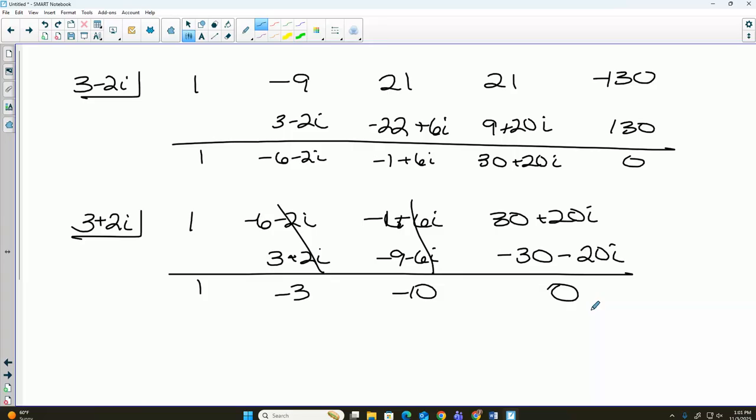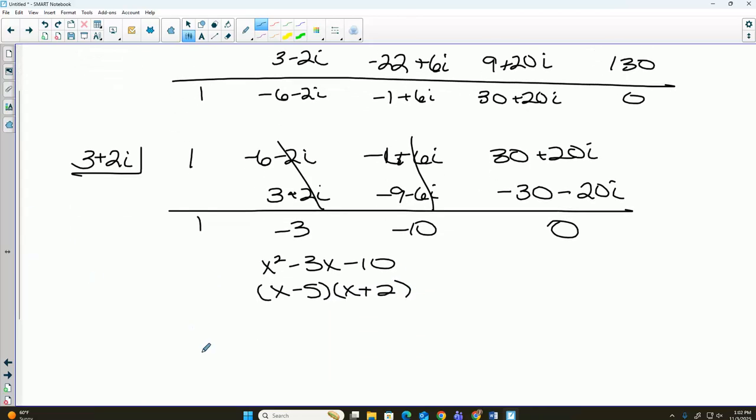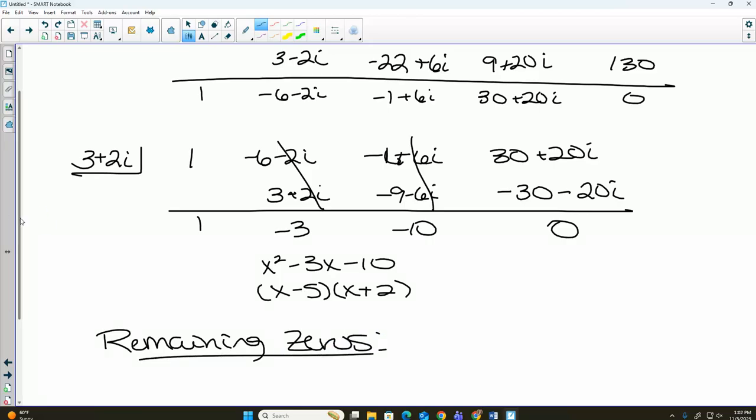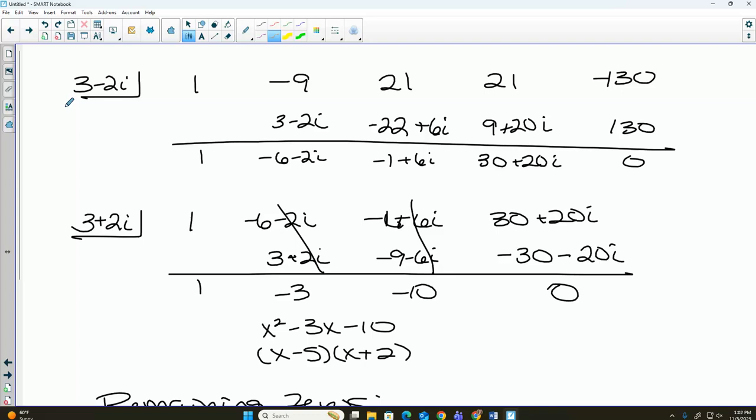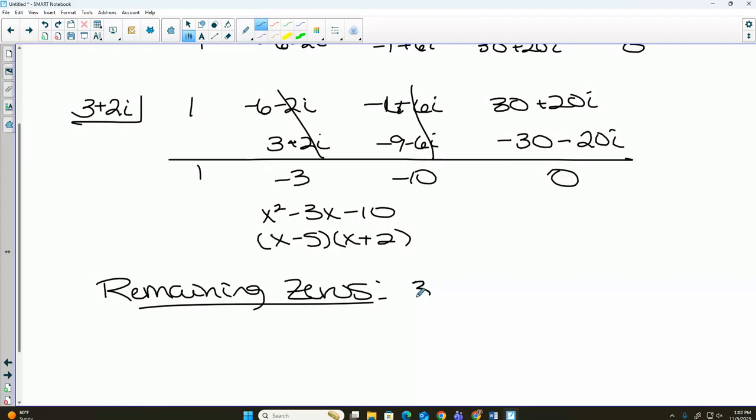Is that one okay? So from here we have x squared minus 3x minus 10, which factors into x minus 5 times x plus 2. So the question was the remaining zeros. If I ask for the remaining, that means give me the rest of them. I already gave you 3 minus 2i, so I don't need it again. So my other zeros are 5 and negative 2.